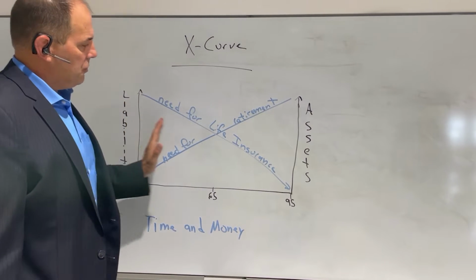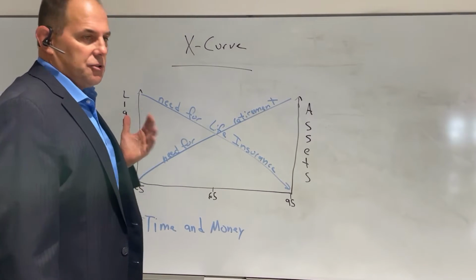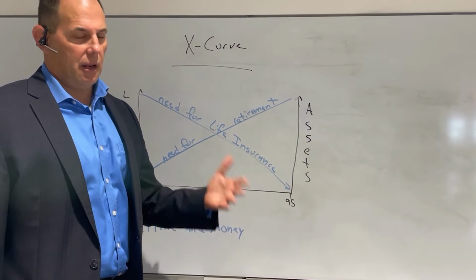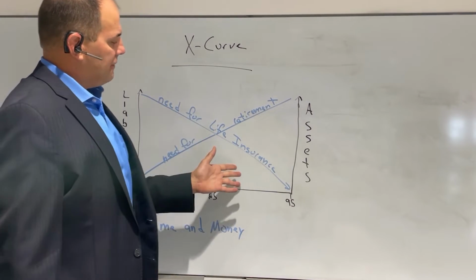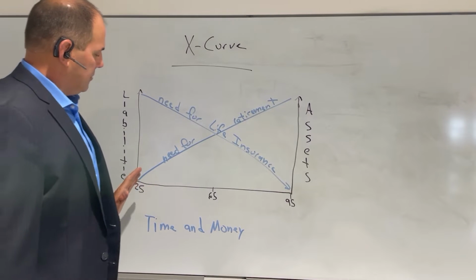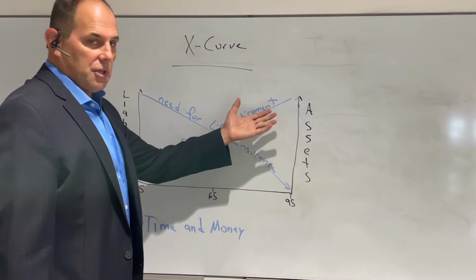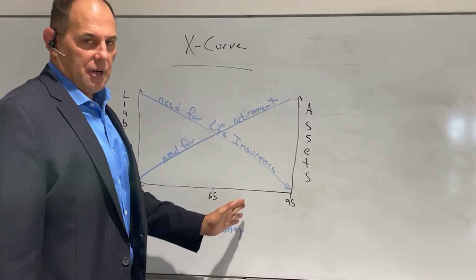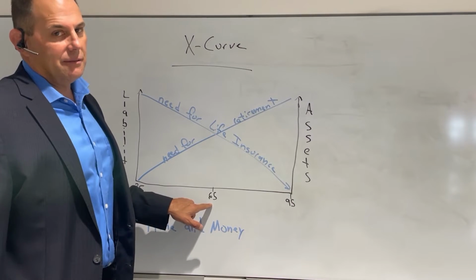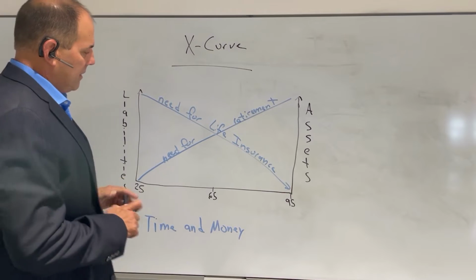And as you go through life, your need for life insurance should diminish because you pay down debt, your children leave for school, you paid their college, whatever. So your need for life insurance should go down. Conversely, as you save money, your need for retirement goes up because you're approaching that retirement age. And here, I just draw an arbitrary age 65 where these two should sort of intersect, right?